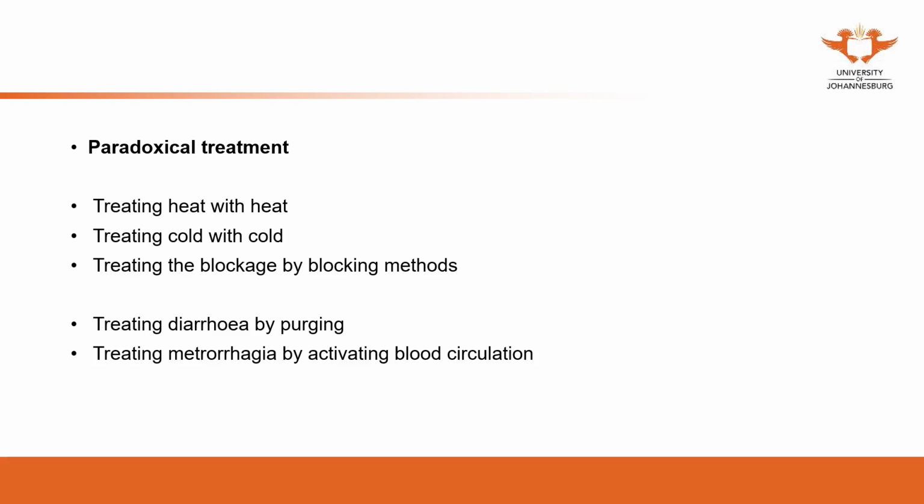Treating the blockage by blocking method. Normally for a blockage, we need to use the unblock method. If a pathway, such as a highway, was blocked somewhere, the treatment is supposed to remove the blockage in between. That is the unblock method. Then the flow can move smoothly, right?